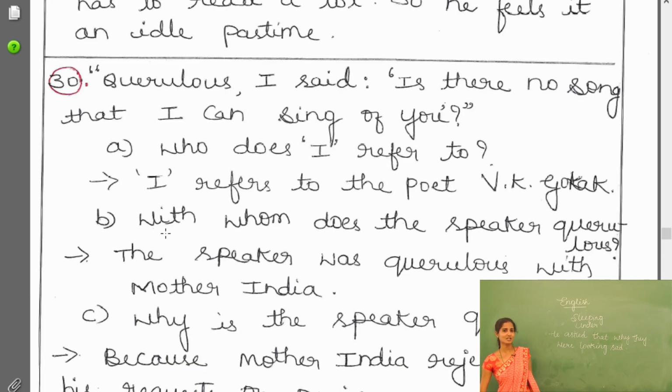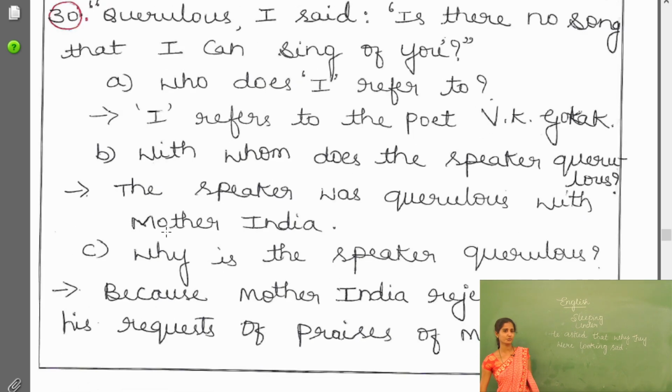Cureless, I said, is there no song that I can sing of you? So this line is taken from the poem The Song of India. Who does I refer to? I refers to the poet V.K. Goka. With whom is the speaker querulous? The speaker was querulous with Mother India because whenever the poet V.K. Goka asked Mother India to sing about her positive things, she rejected everything. At that time, the poet was querulous.